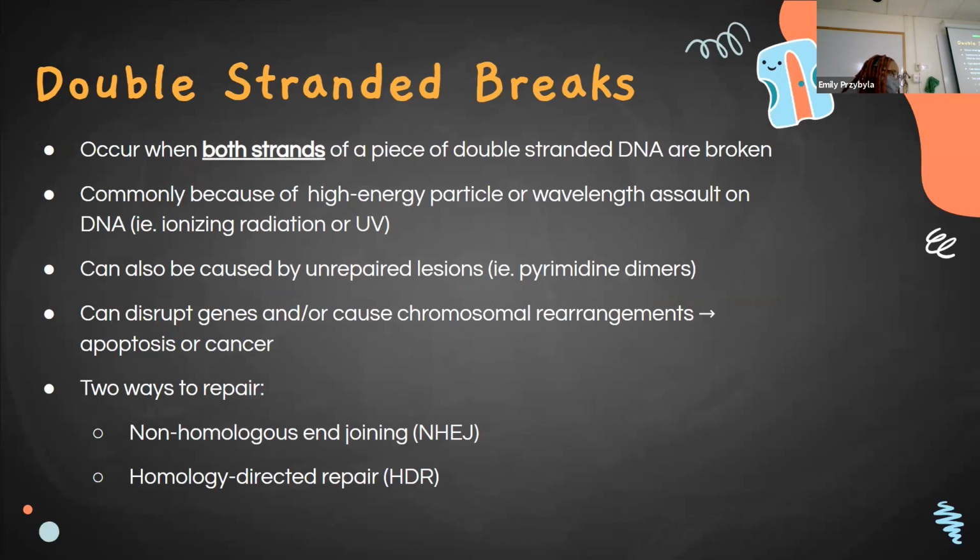Double-stranded breaks. Spoiler alert, you break both strands. This can happen because of UV again, and then ionizing radiation. So UV causes a lot of issues, which is why we don't like UV and we wear sunscreen. It can also be unrepaired lesions, like we were talking about, issues when our DNA proofreading or repair does not work. And there are 2 ways to repair this: non-homologous end joining or homology-directed repair. So we're going to look at those.